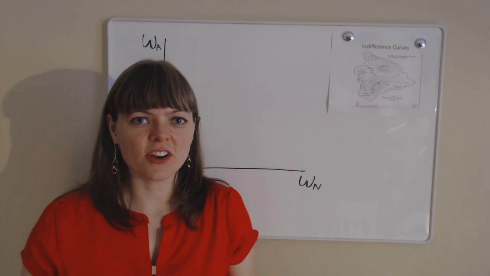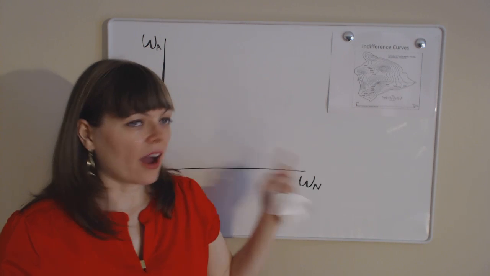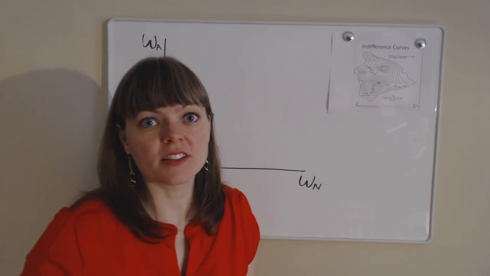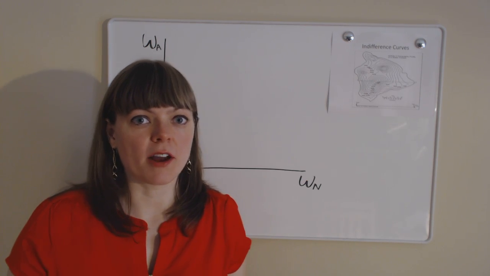Hi, this is Professor Hudson explaining how to use indifference curves as you need to use them for the Rothschild and Stiglitz adverse selection model.